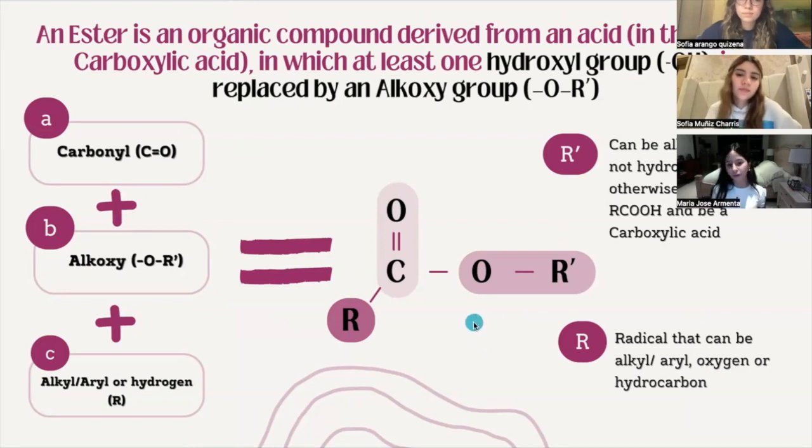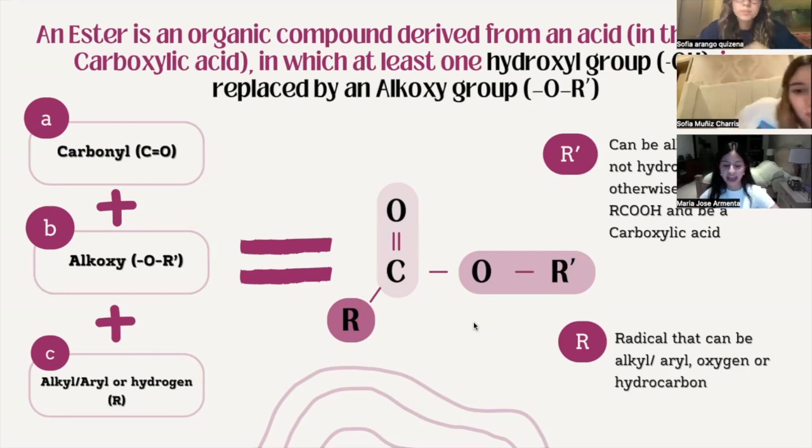First, we have the carbonyl, which we already know, and then where we should be having a hydroxyl group, we now have our alkoxy group. And then our radical can be an alkyl, an aryl, that is the same as an alkyl except for our ring structure hydrocarbon, or a hydrogen. As you can see and may be confused, there are two radicals, or two R's, but they are not the same. One is a simple radical and one is a radical prime.